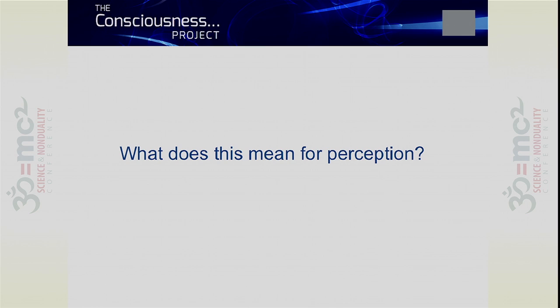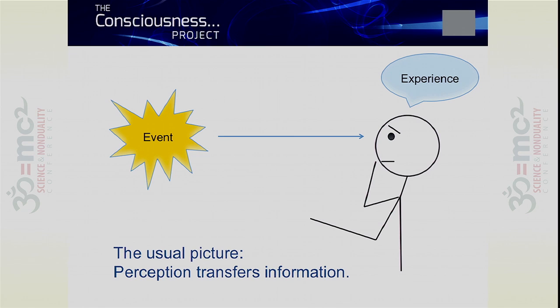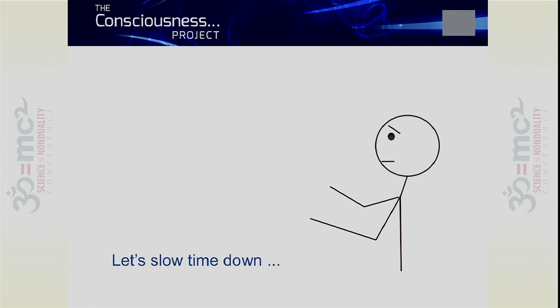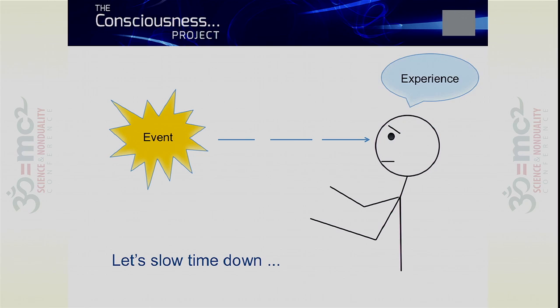Okay, so what does this mean for perception? So let's look at the usual picture here. Usual picture is something happens in the world, and someone sees it or detects it somehow or other, and they have an experience, and maybe they do something. Maybe there's some behavior. So this perceiver here is obviously a little bit concerned about what they saw. So we want to look at this process. So let's slow time down a little bit. Look at what happens, okay? So there's an event, and then some information travels through space, and it whacks the perceiver, and it causes an experience, and then the experience causes a response on the perceiver's part.